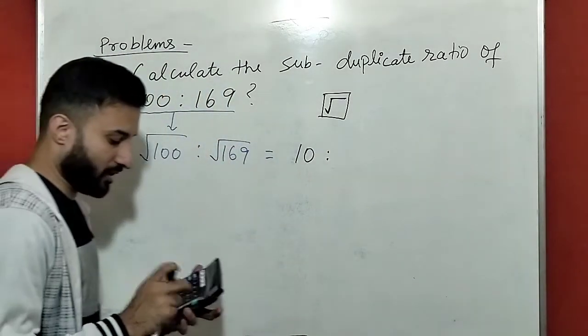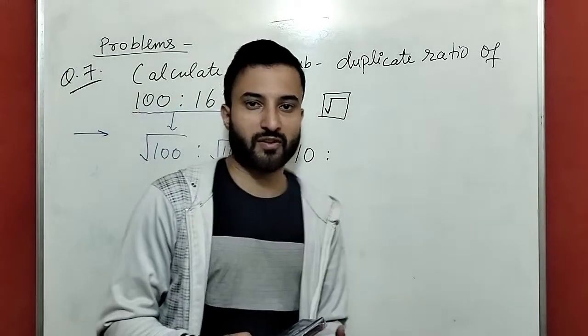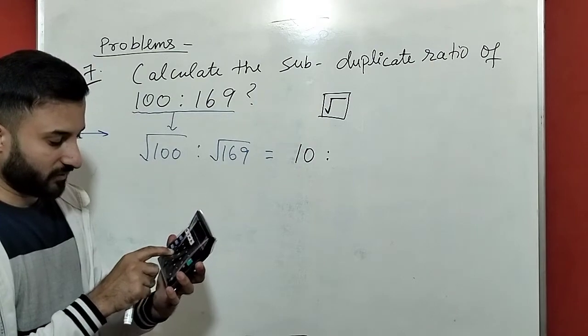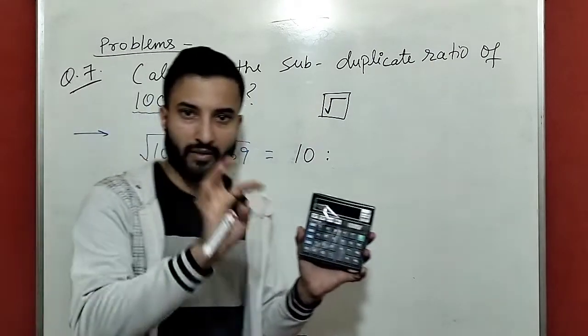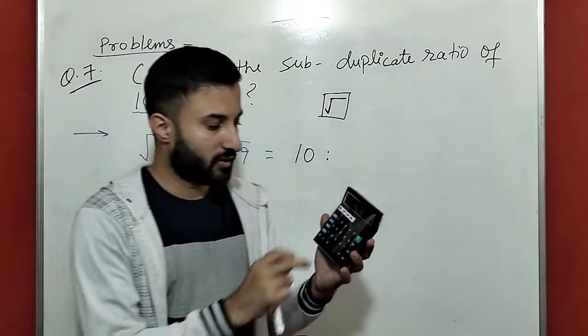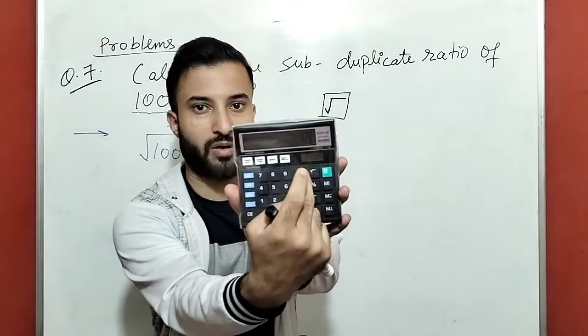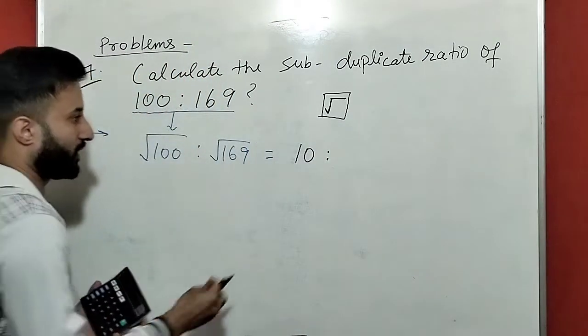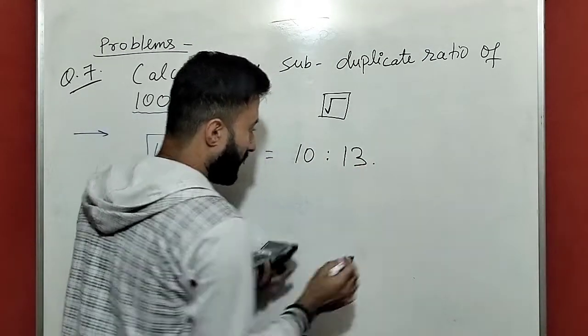The square root of 169 is again in 2 steps. First step, write the number in the calculator, 169. Then you have to find the square root. That is the square root button. Press the square root button. You will get 13. So 10 is to 13 is the answer.